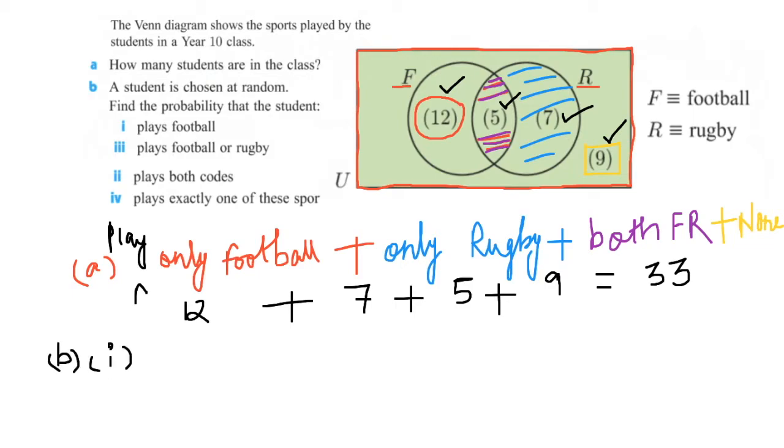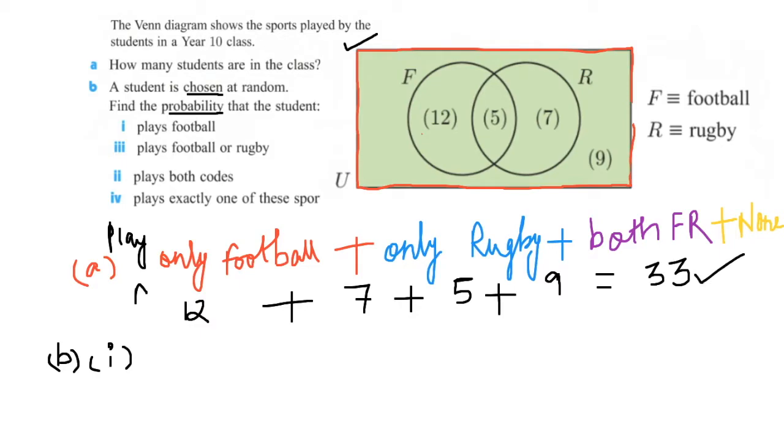A student is chosen at random. So I'm picking one student at random. Find the probability that the student plays football. So out of this slot, which you see here, I'm choosing any one student out of the entire year 10 class, which is 33 students. So the total possible outcomes for me is 33 because I'm making a choice out of 33.